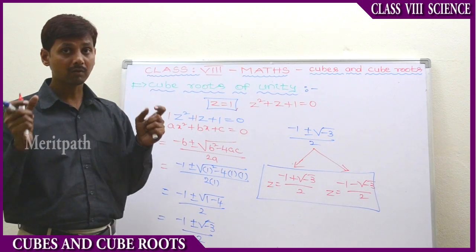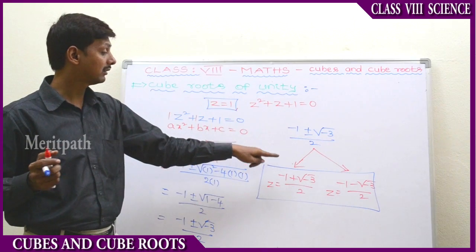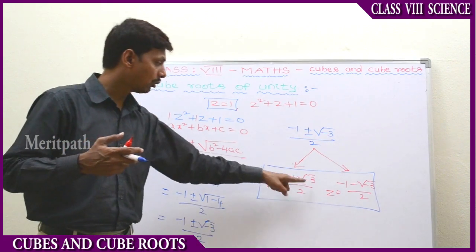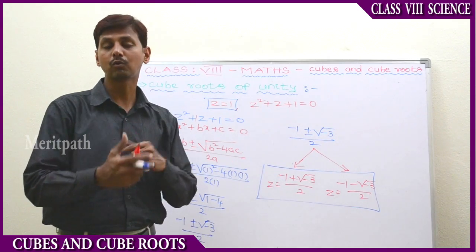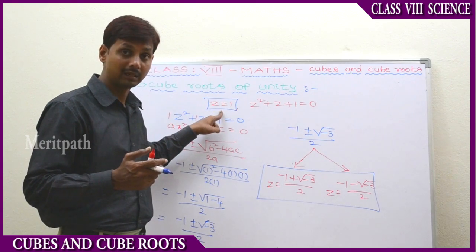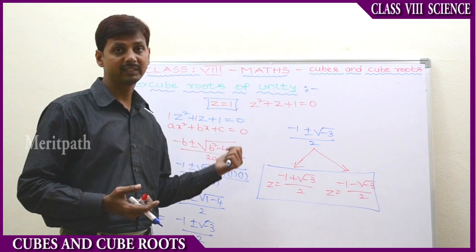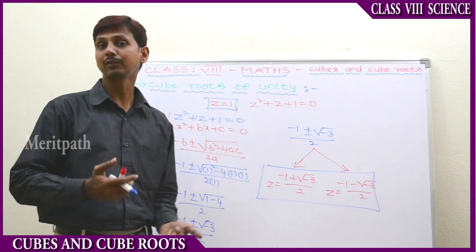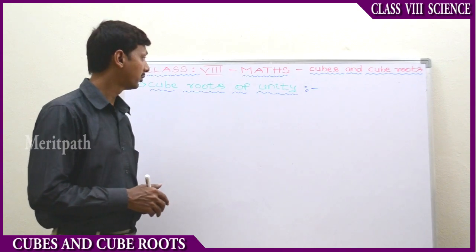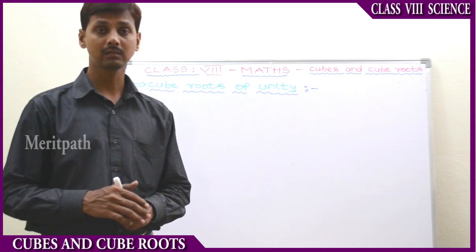So here one of the cube roots of unity is a real number. One is a real number, and the other two are imaginary numbers, because a real number along with an imaginary number is what we call a complex number. So this is real and the others are complex numbers. So the cube roots of unity are these three values. Cube root of unity is nothing but cube root of 1.